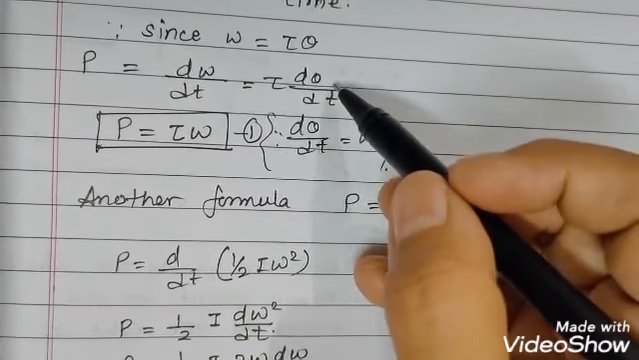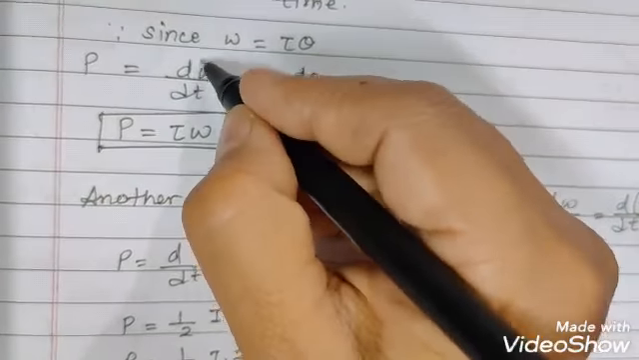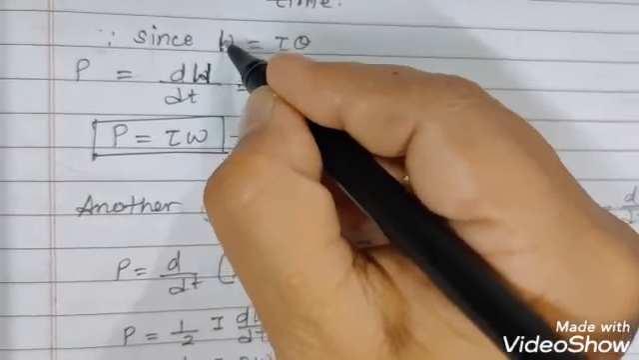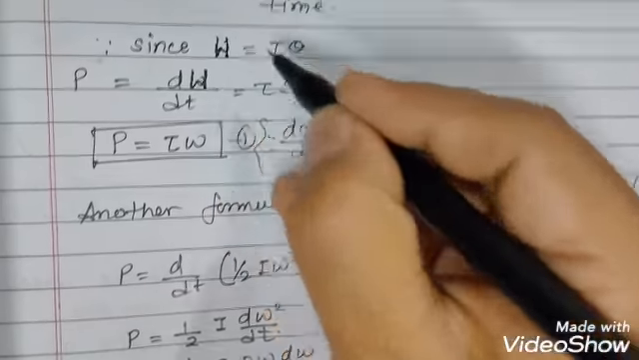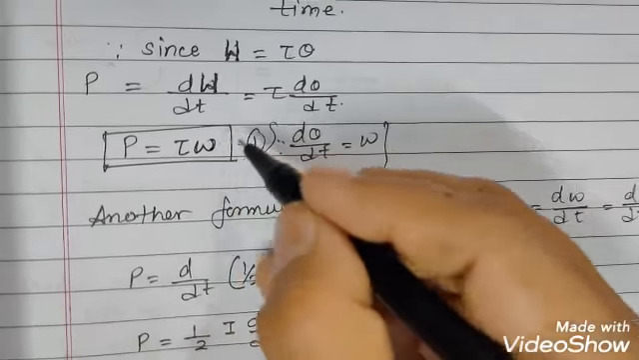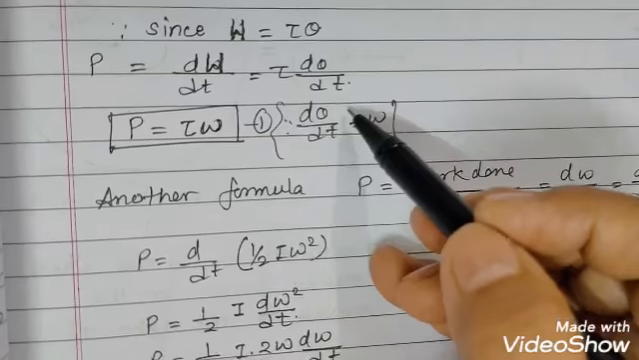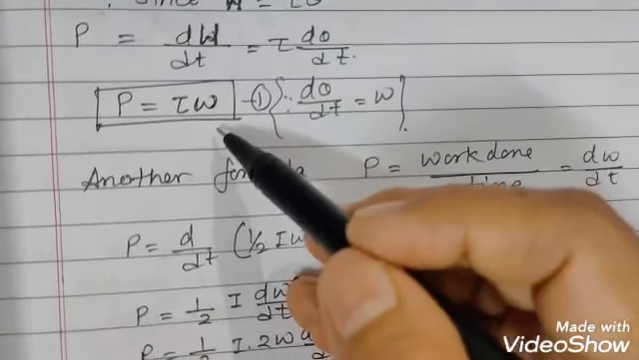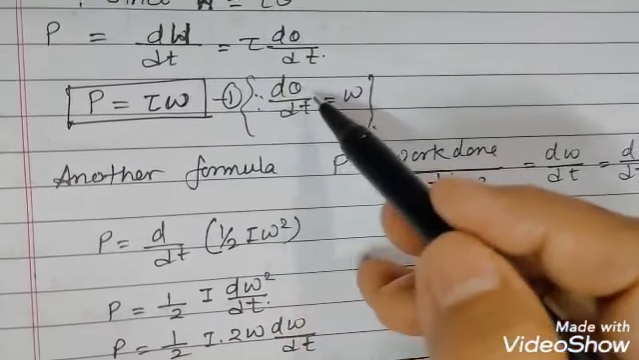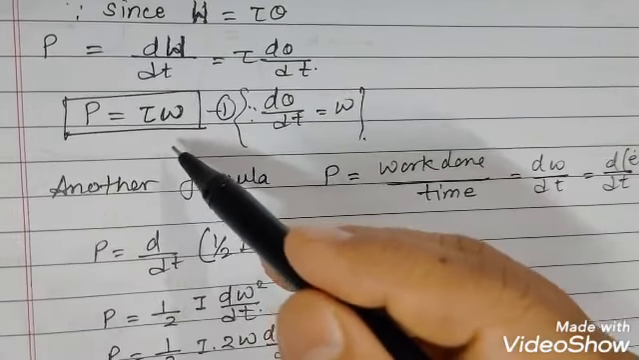Now we know that d theta upon dt is what? This is omega. Here I will write capital W for the work done, and this small omega is the angular velocity, equal to d theta upon dt. Omega is the angular velocity. So power is equal to tau omega, where we have replaced d theta upon dt with omega. So power is tau omega.